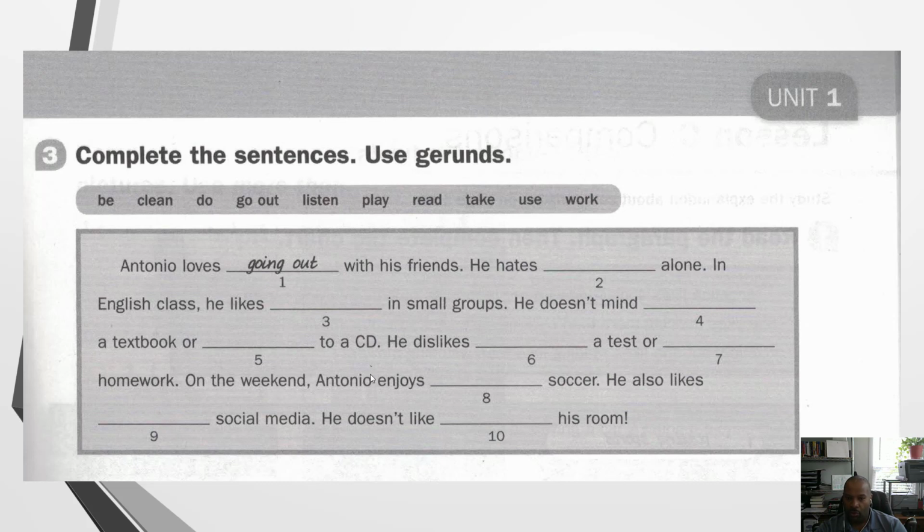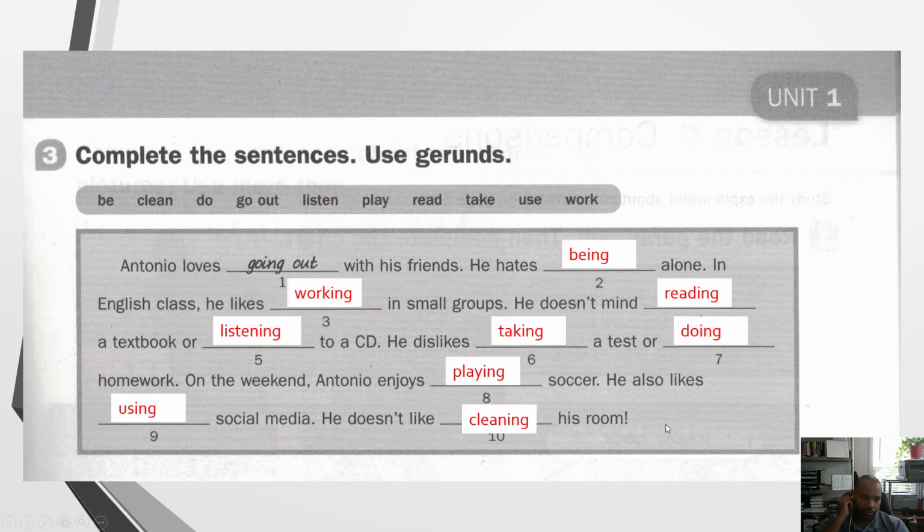On the weekend, Antonio enjoys, I put down playing from the word play, playing soccer. He also likes, I put down using from the word use, using social media. He doesn't like, I put down cleaning from the word clean, cleaning his room. So these are my answers. Hopefully you got the same, and hopefully we match up. All right, let's move on.